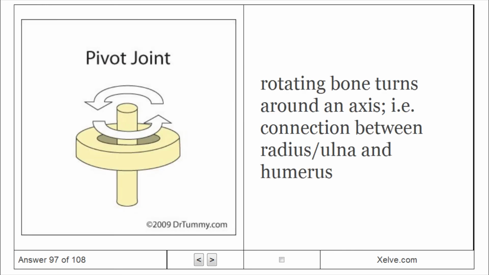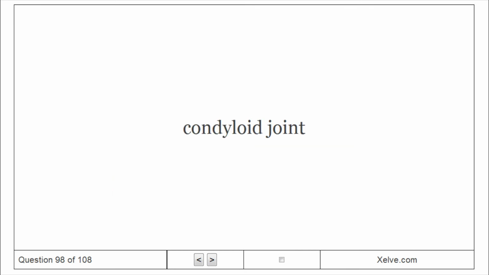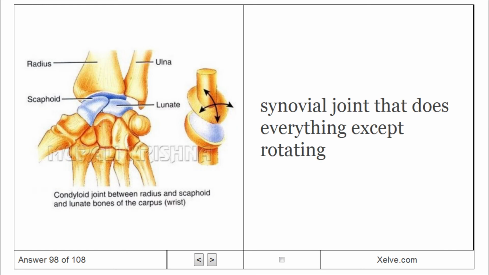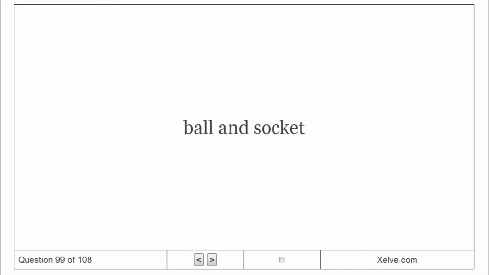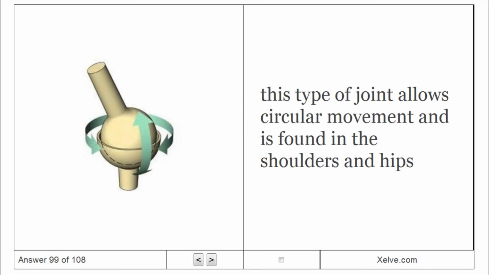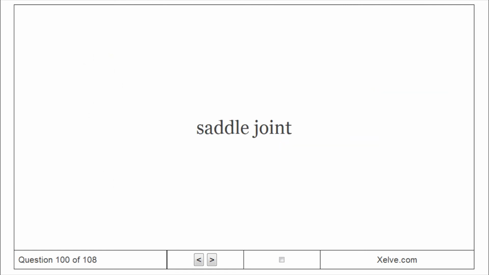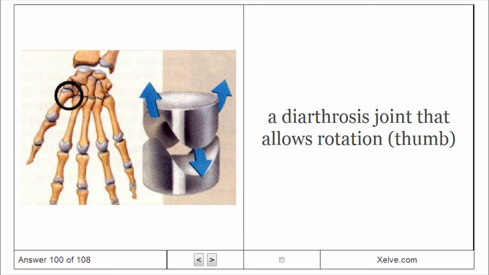Pivot joint. Rotating bone turns around an axis, i.e., connection between radius and ulna. Condyloid joint. Synovial joint that does everything except rotating. Ball and socket. This type of joint allows circular movement and is found in the shoulders and hips. Saddle joint. A diarthrosis joint that allows rotation, thumb.